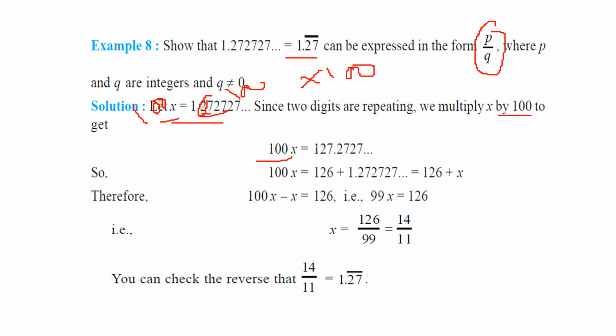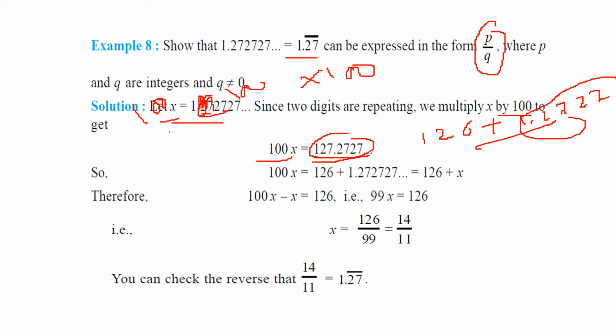So 100x will be equal to 127, because the decimal point will jump to the right. So 127.2727, but 127.2727 can be written as 126 plus 1.2727, right? Because if you add this, you will get 127.27. Why have I done this? Because I need this again, because I have taken this as x.